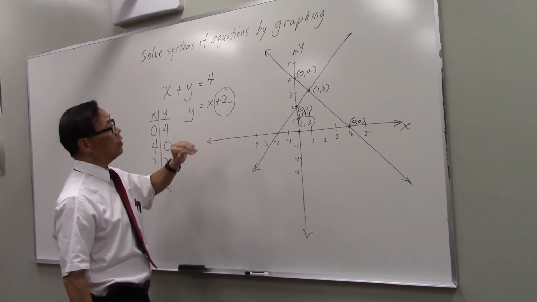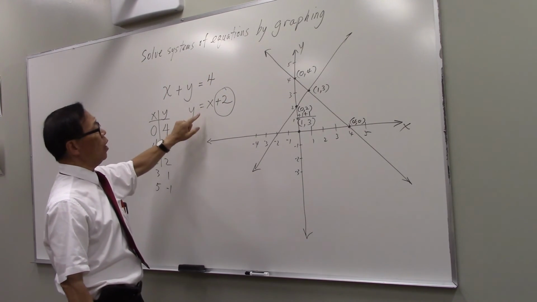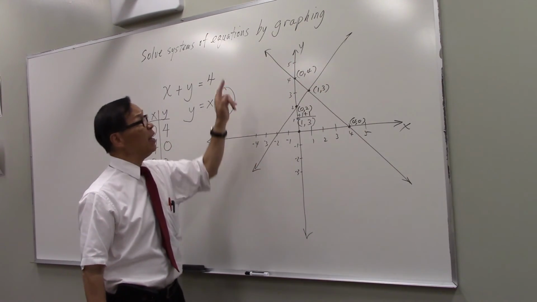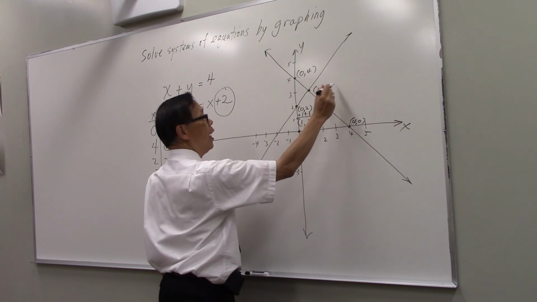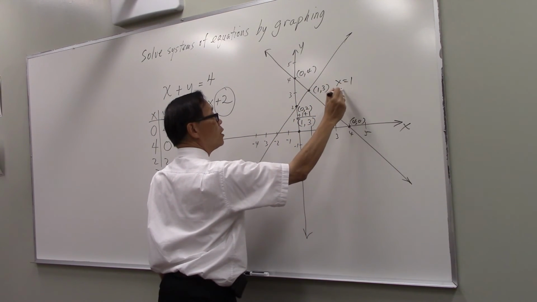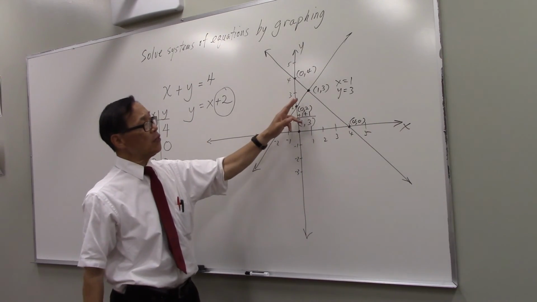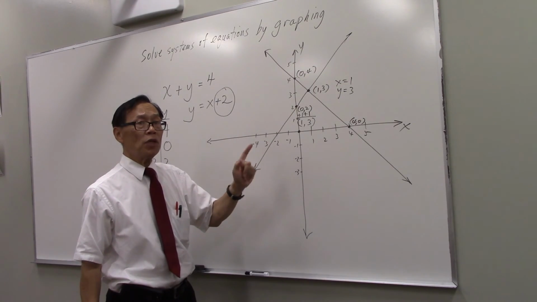So the question is, which values for x and y will solve both equations? And as you can see by graphing, this point here where x is 1 and y is 3 is the only point that will satisfy both equations because it's included in both equations.